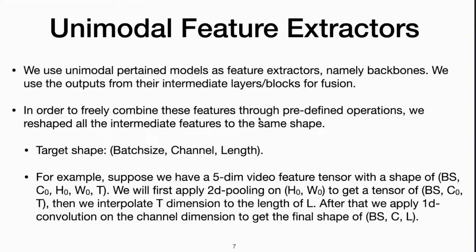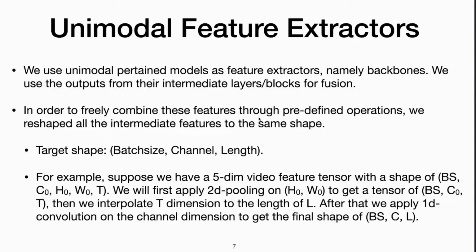In this work, we use pre-trained models as feature extractors, namely backbones. We use the output from their intermediate layers for fusion. So in order to freely combine them, we need to reshape all the features to the same shape. And our target shape is a three-dimensional tensor. It has a batch dimension, channel dimension, and length dimension.